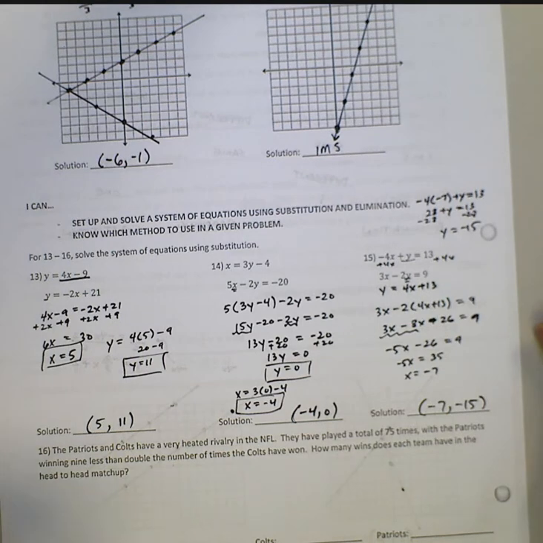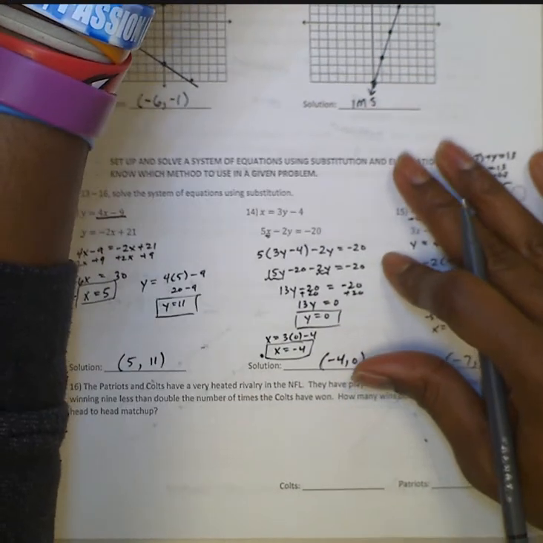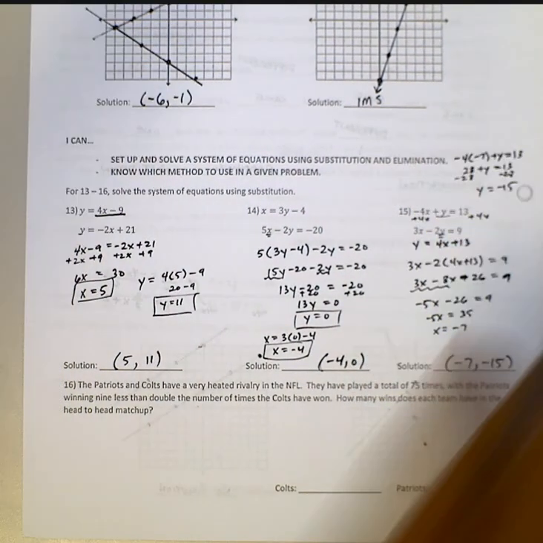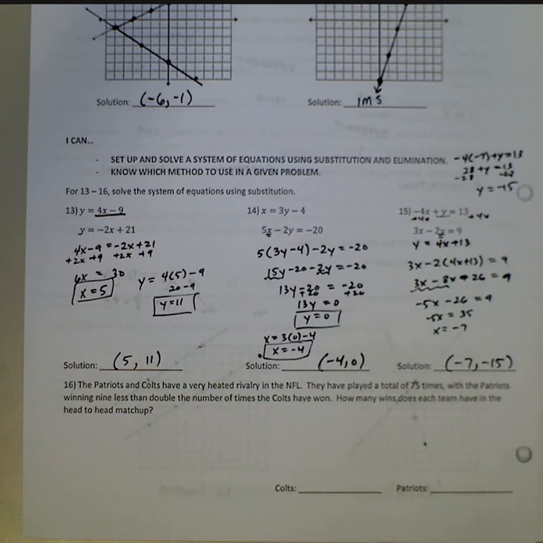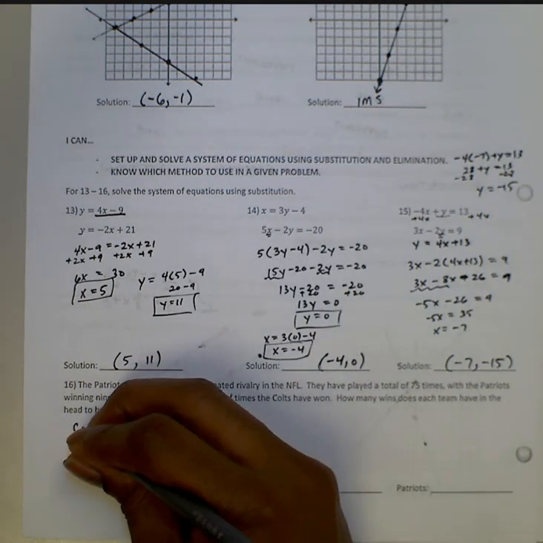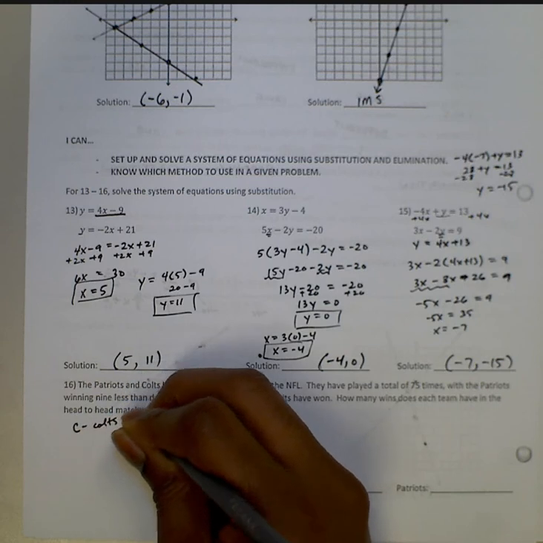And then a word problem, application problem, just to drive it home for this page. So the Patriots and Colts have a very heated rivalry in the NFL. They've played 75 times, with the Patriots winning 9 less than double the number of times the Colts have won. How many wins does each team have in this head-to-head matchup? So it looks like we have two variables. I'll take C for the Colts wins, and I'll take P for the Patriots wins.